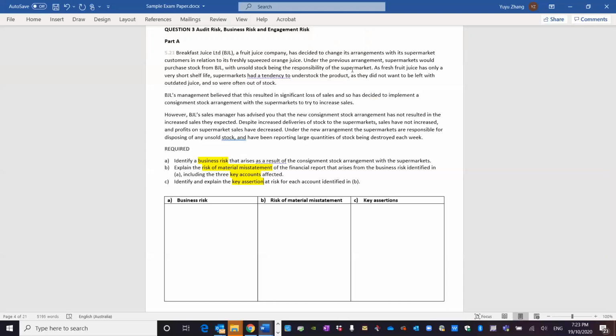Okay, all right. So can you identify business risk from the case? There'd be an overstatement of assets and also an overstatement of profit. Overstated assets and overstated profits. Okay, so do you agree, Ling and also Kim?